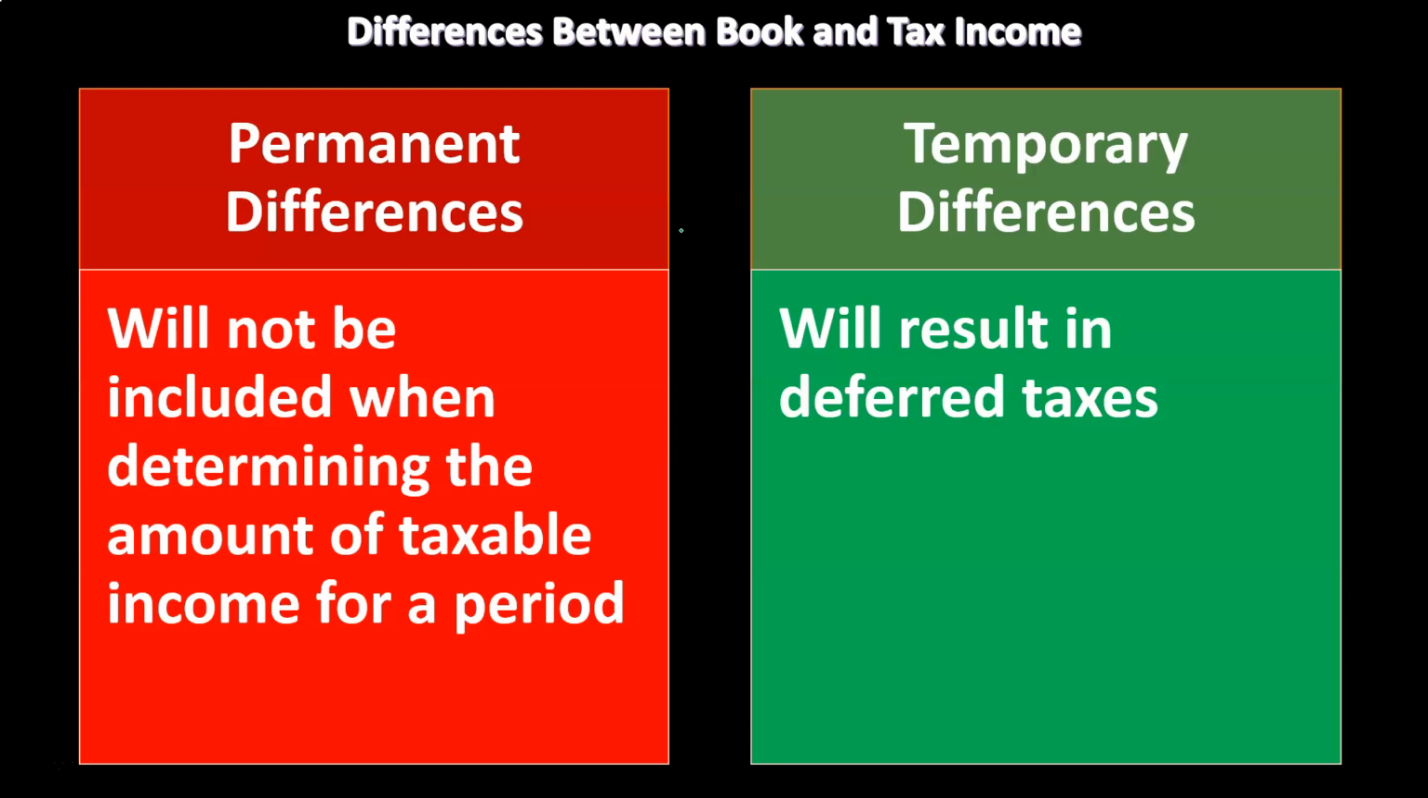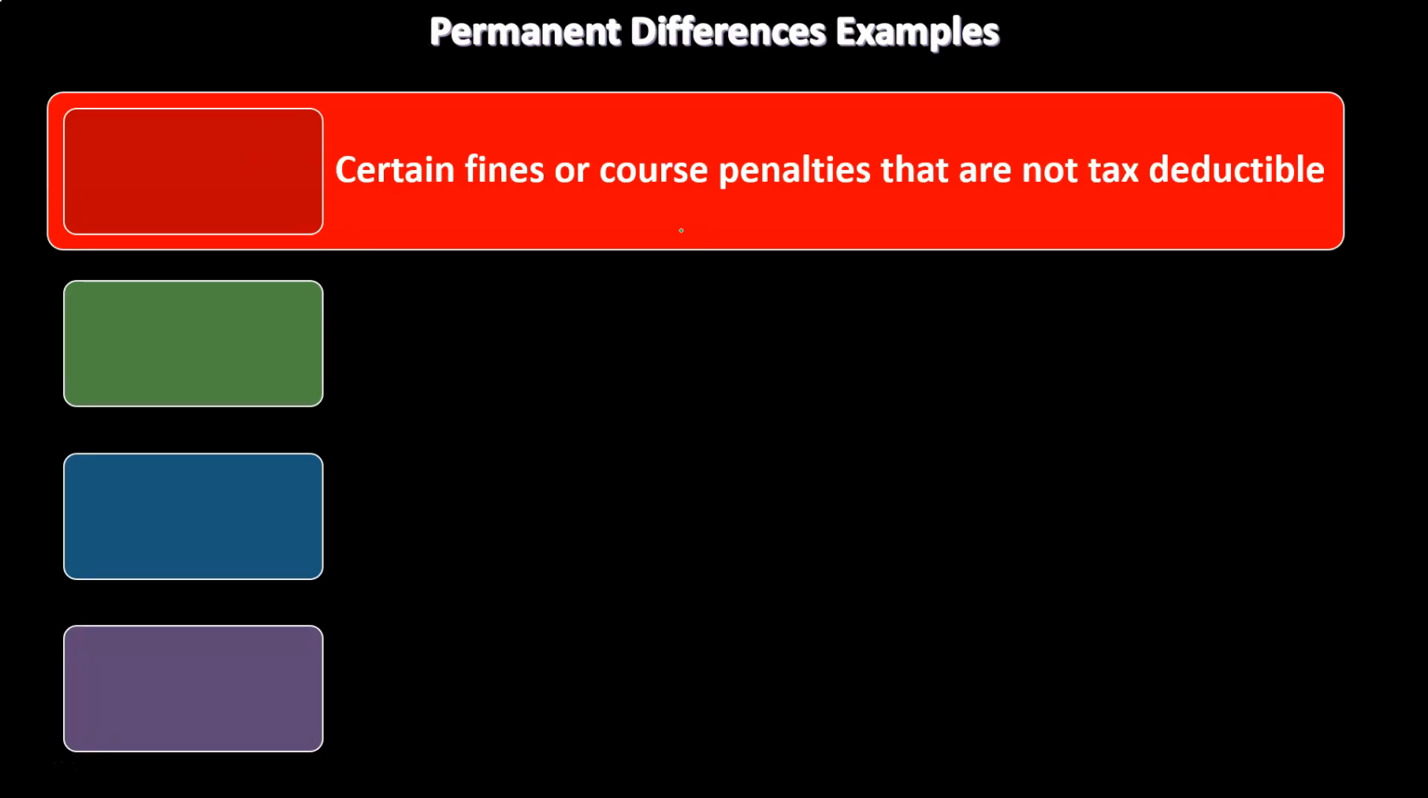Maybe they're on books income, but they're not on taxable income. Or if we're talking about permanent expenses that are on the books that aren't included in taxes, they are what they are. Then the temporary differences would result in deferred taxes. These are things that are going to reverse themselves out over time. Differences in estimating methods, such as the depreciation method differentiating between books and taxes.